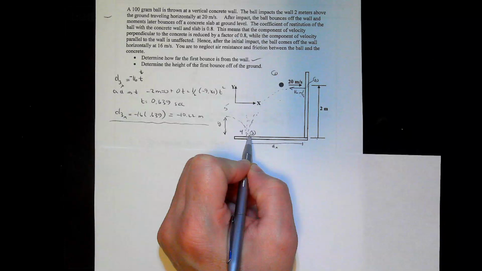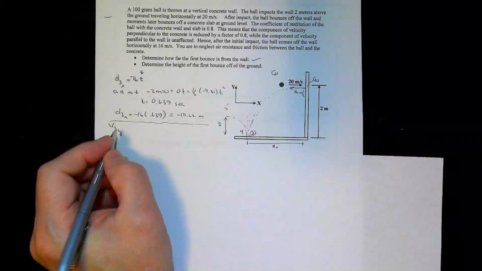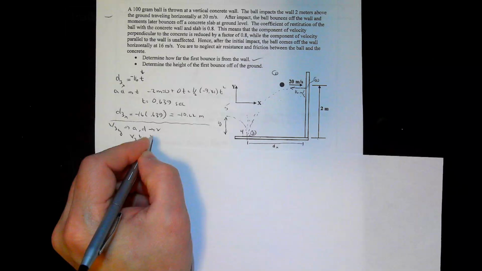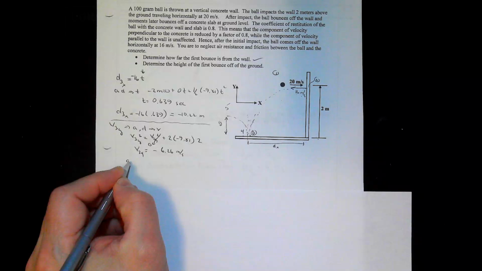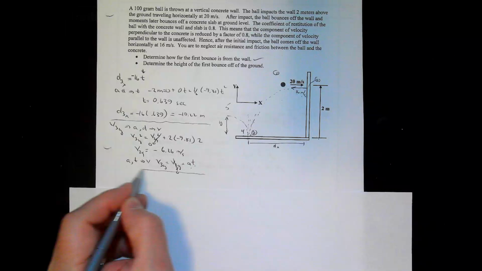And so I think you're familiar with that. Now at that point, it's going to come in, and somewhere out here it's going to hit. So state 1, it's coming in. State 2, it bounces out. State 3, it hits the ground. State 4, it comes up. And the question is, determine how far the first bounce is from the wall. So I need this distance along the x. And then it says, what's the height of the first bounce? So that'll be state 5. And then I'll need that y.